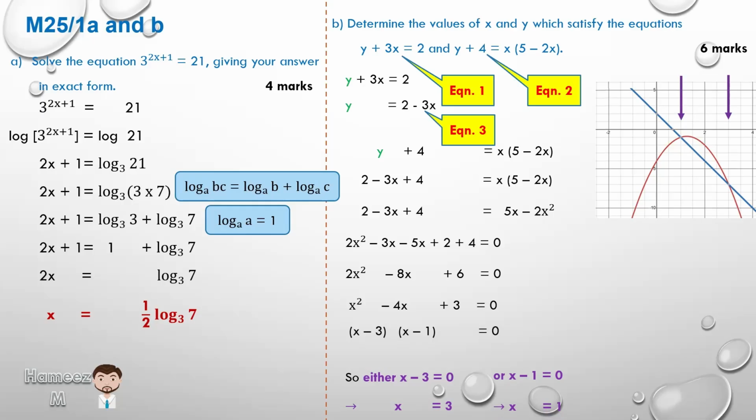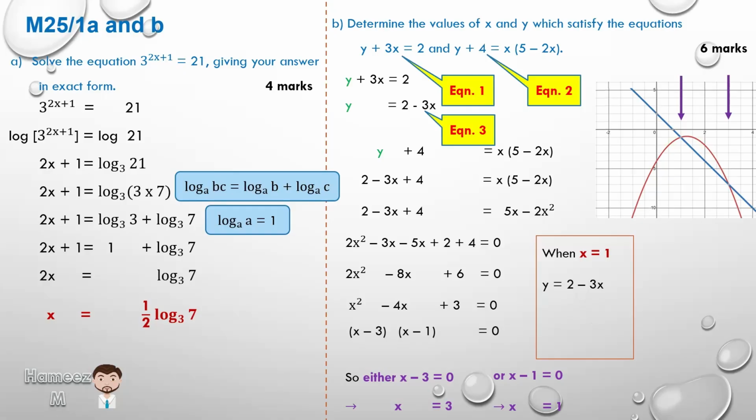Now we found the x values. In order to get the coordinates to satisfy the equation, we now need the y values. So let's now go and take when x is equal to 1. We can substitute in either equation 1, equation 2, or equation 3. All of them will give us the y value. The easiest one to work with may be the third equation. So let's rewrite that.